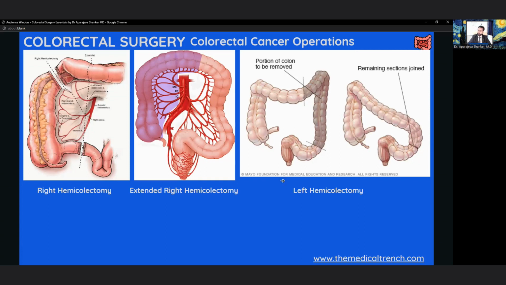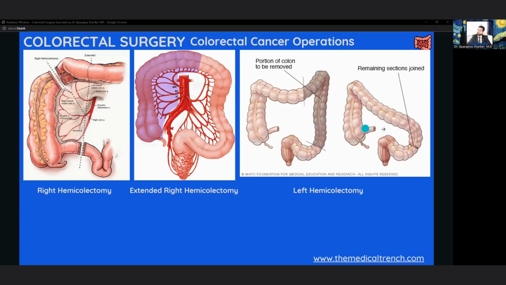Now you have the left hemicolectomy, and this is for any tumor that is past the first half of, or a part of, the distal 1/3 of the transverse colon, all the way down to the descending colon, where it becomes the sigmoid. So if I have any tumor, any damage, any perforation, whatever, in this case, I would do a left hemicolectomy.